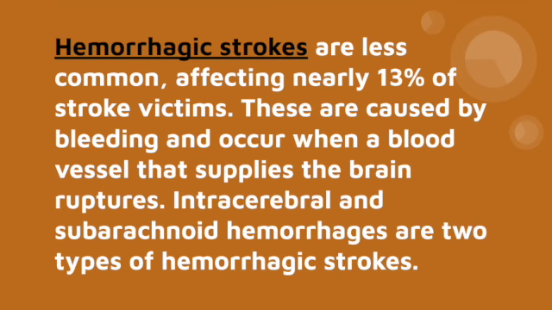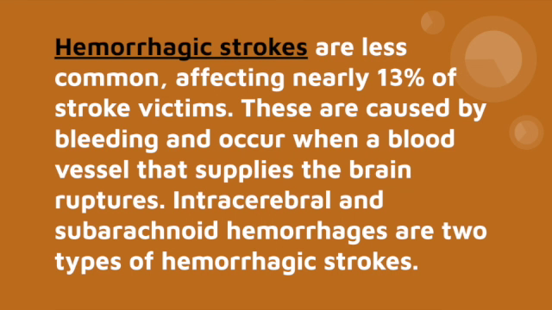Hemorrhagic strokes are less common, affecting nearly 13% of stroke victims. These occur when a blood vessel that supplies the brain ruptures and bleeds. When an artery bleeds into the brain, cells and tissues do not get oxygen and nutrients. In addition, pressure builds up in surrounding tissues and irritation and swelling can occur, which can lead to further brain damage.